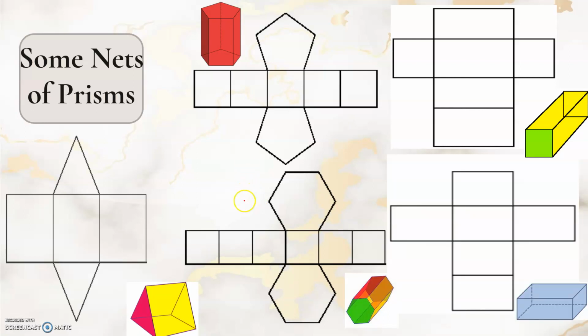Lastly, we have here a rectangular prism. Okay, so the faces and the bases are all rectangles. Now, for this topic, we'll only be focusing on finding the surface area of a rectangular prism and a square prism. So how exactly will we solve for their surface area?